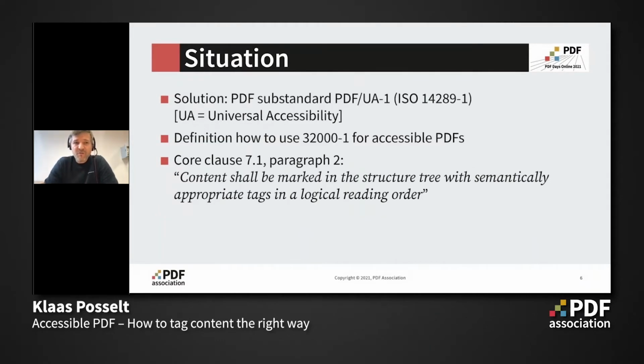So our solution was to build a PDF subset standard. It's PDF/UA-1. UA is universal accessibility. So it's based on the PDF spec. Everything inside ISO 32000 is a base for PDF/UA. And the definitions for everything like tags and so on are not written in PDF/UA. It's all in the PDF spec itself. And the core clause of this ISO standard is that content shall be marked up the correct way. So reading order, for example, should be the right way. And that's somewhat different to the PDF standard itself, because that is just about tags and nothing about semantically appropriate structure and so on.